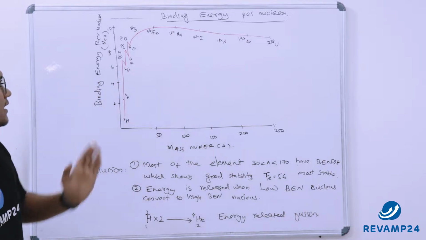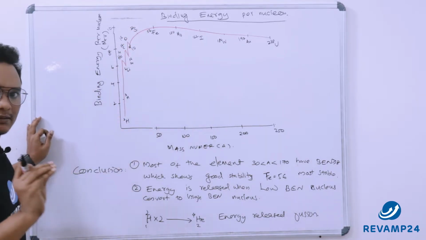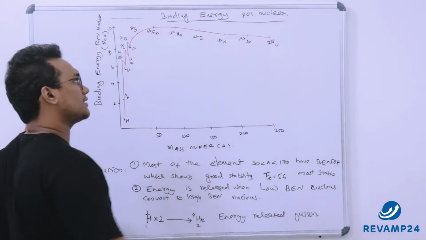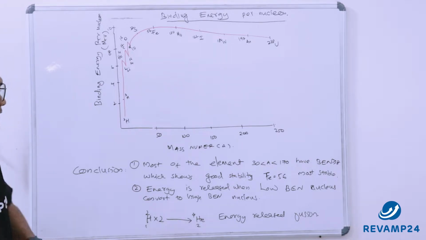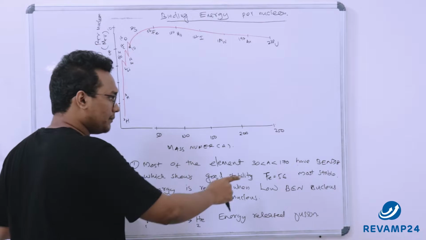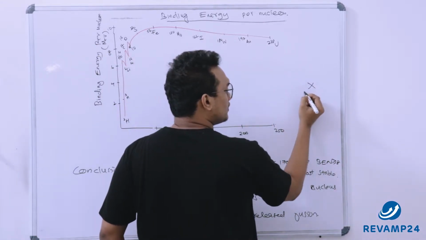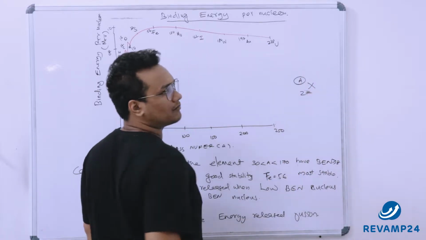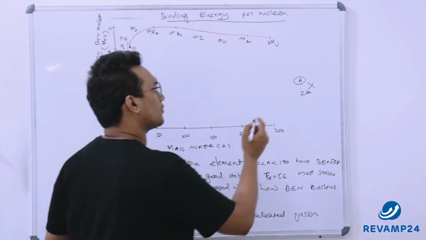So this is just a takeaway from this graph. Below a certain point binding energy per nucleon is less, and after a certain point binding energy per nucleon is less. So first conclusion is most of the elements are in between a mass number. So what is mass number? X is equal to A Z A. So this is the mass number, and I told you how to get the binding energy per nucleon.